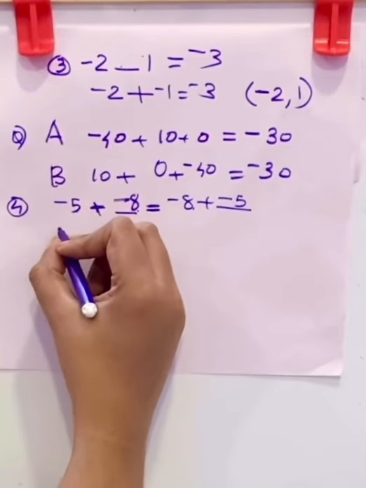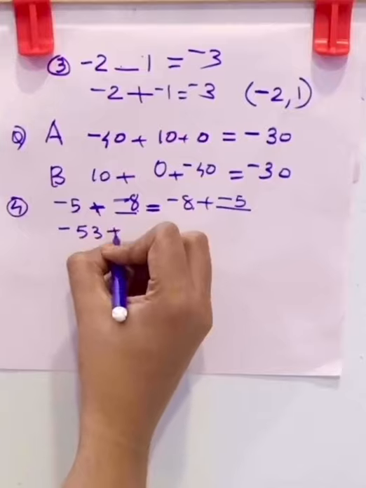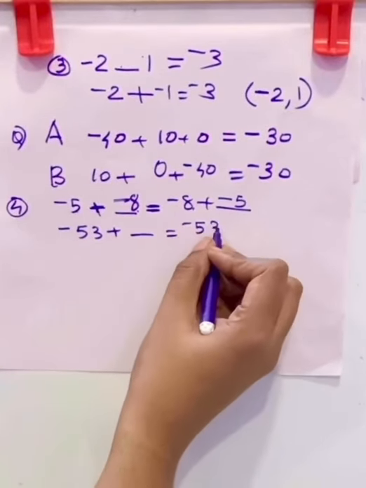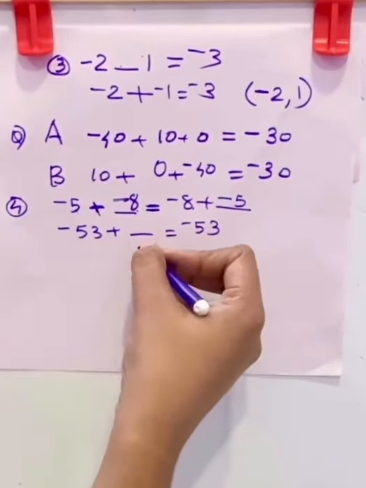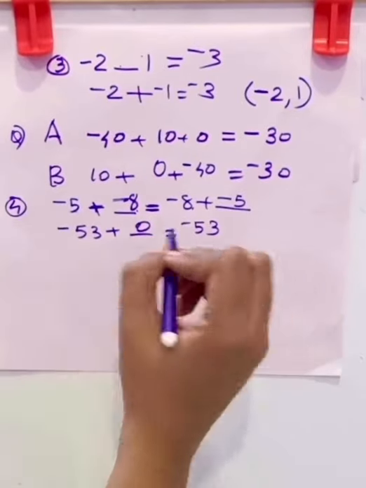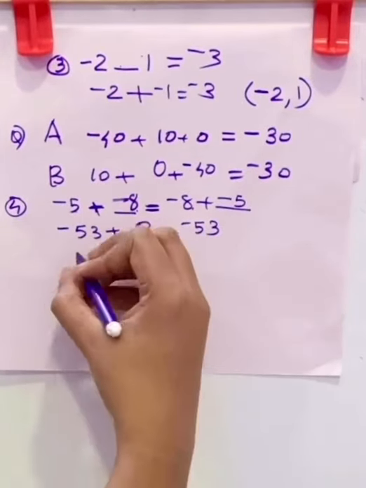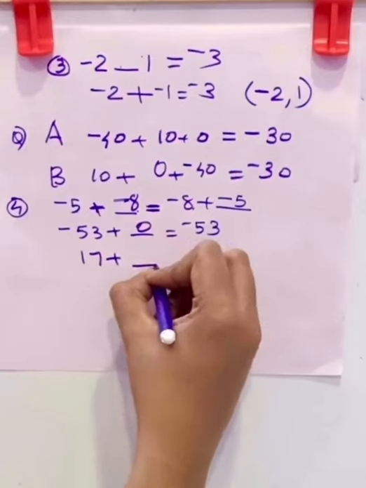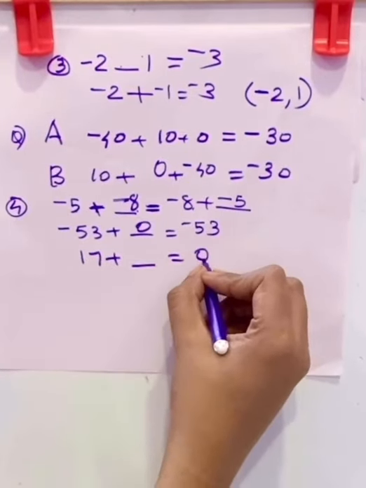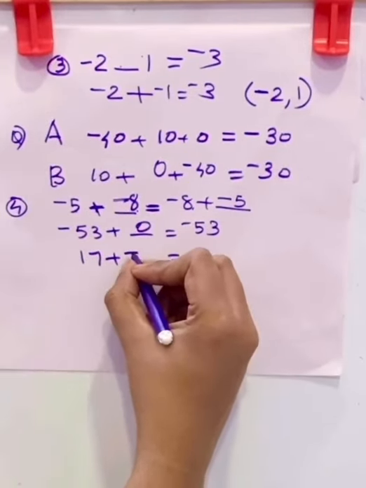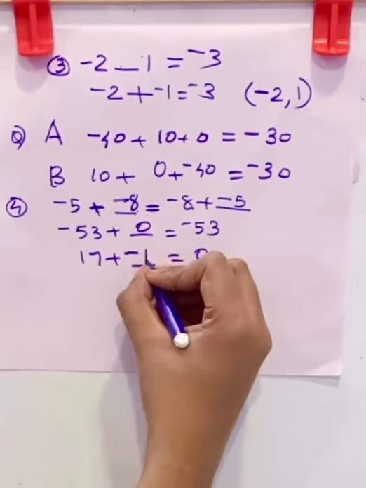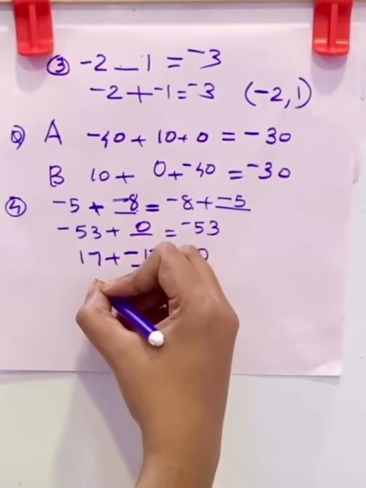Now the second one is negative 53 plus dash is equal to negative 53. Additive identity, that is 0. Then only you get the same answer. Now 17 plus dash is equal to 0. If your answer is 0, then you want to write the additive inverse here. That is, if it is 17, the additive inverse is negative 17.